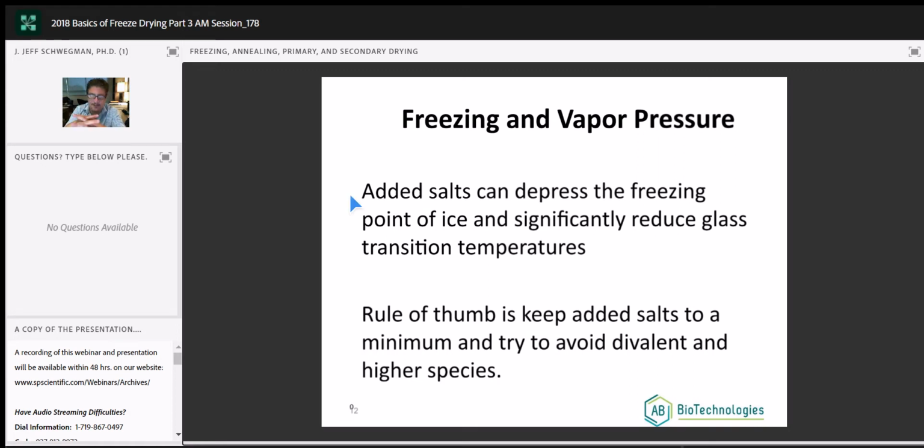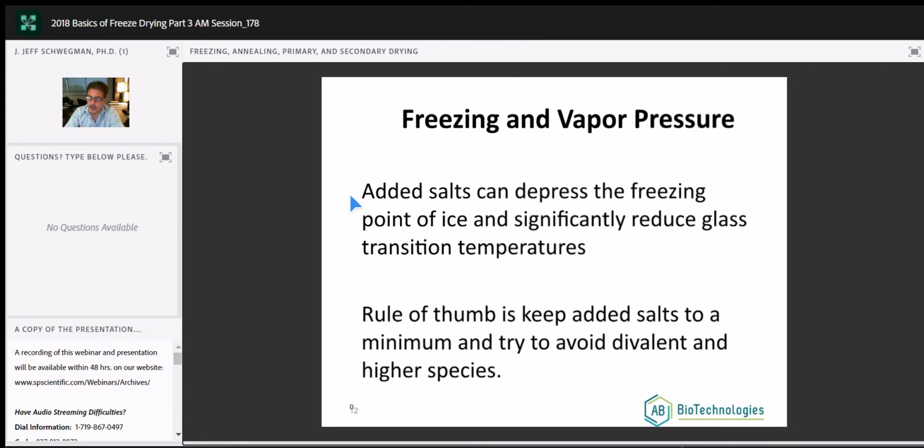So basically, added salts can depress the freezing point of ice and significantly reduce the glass transition temperature. If we've got an amorphous component in there, the salt will attract the water. As the amorphous phase picks up more water, water is a plasticizer, so we actually see the glass transition temperature decrease as we increase the salt concentration. Sometimes we've seen it decrease down to a point where we can't even freeze the product. So my rule of thumb is keep as much salt out of the product as you can.